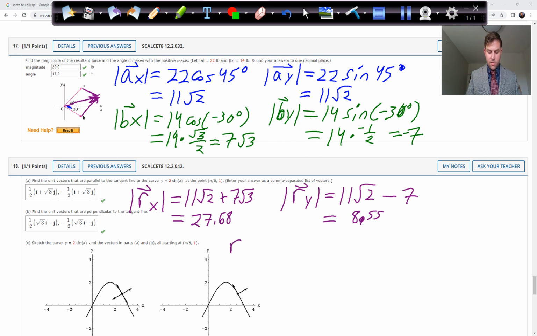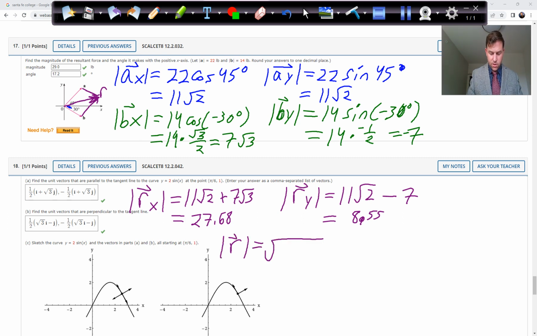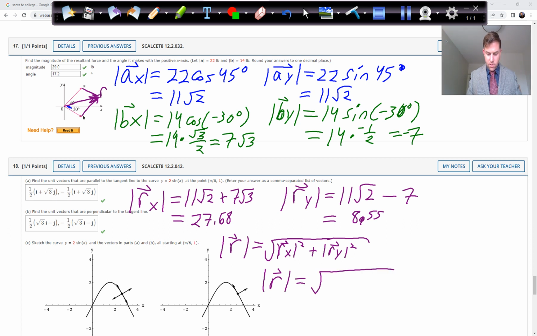Okay, but we have to find the overall magnitude. So the overall magnitude of the reaction force with no x or y on it, let me get rid of that. So the reaction force R, the overall magnitude of that is equal to the square root of its components squared. So we would get the magnitude of R is the square root of 27.68 squared plus 8.55 squared. Square rooted. And if you do this correctly, square those two numbers and take a square root, you should get 28.97.